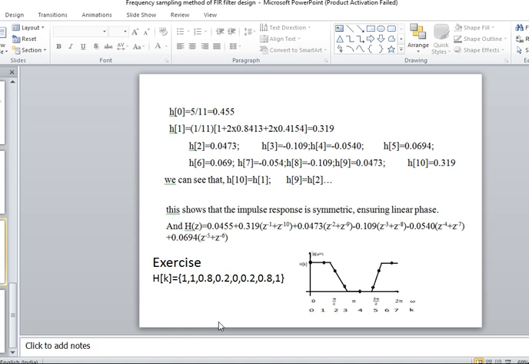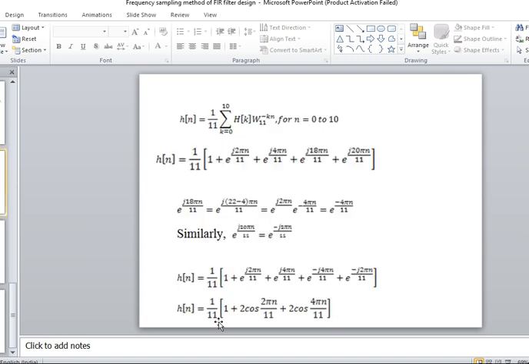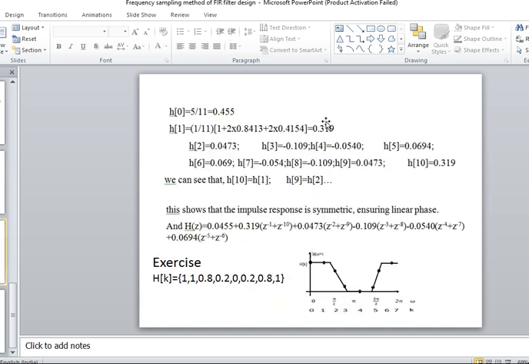Now we can evaluate the impulse response sample values h0, h1, h2, etc. up to h10. So simply put the n values in this equation, and you will get the corresponding h0 to h10. So this is complete once you write this also, that is for n equal to 0 to 10. So you have to evaluate this equation for 0 to 10. Okay, so these are the h values.